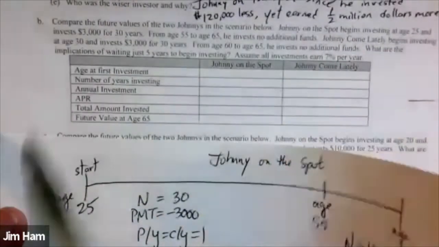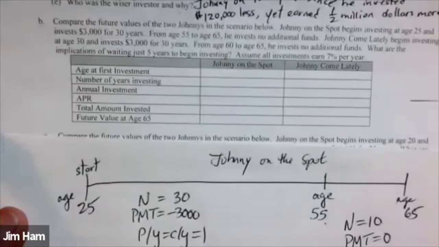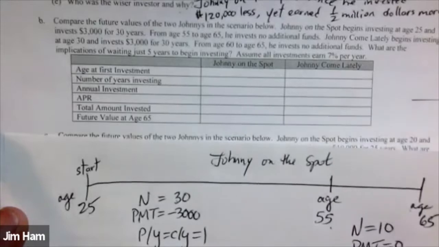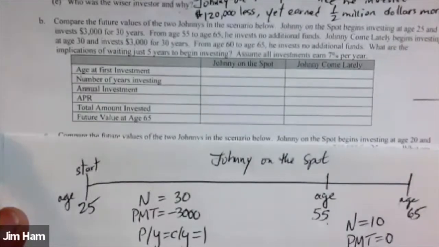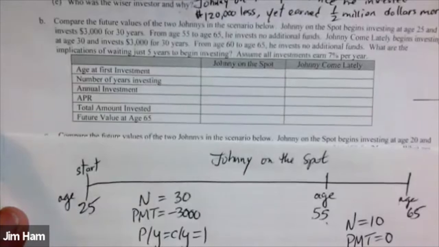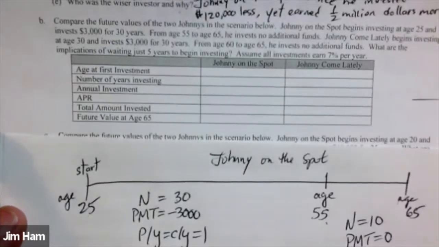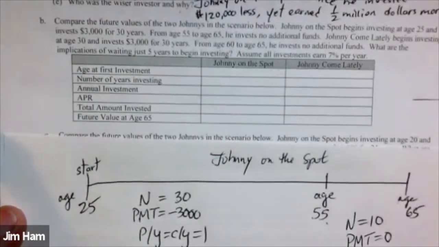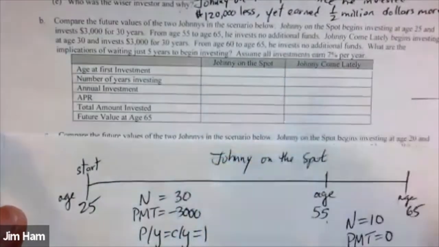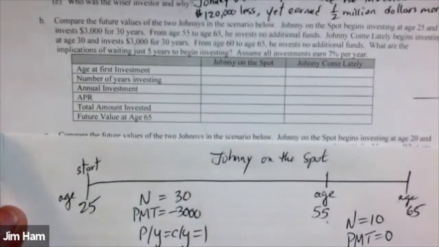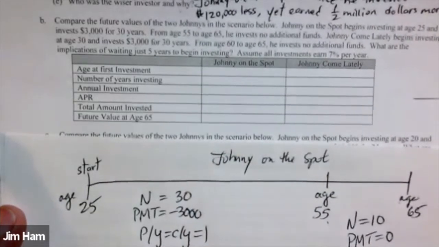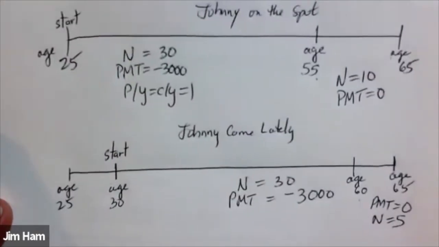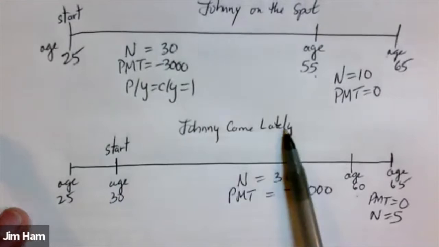Johnny come lately begins investing at age 30 and invests $3,000 for 30 years. Same as Johnny on the spot. So age 30, that would put him about right here at age 60, from 30 to 60. And then from 60 to 65, in here, he invests no additional funds. So n is equal to 5 for 5 more years, and the payment in this last chunk is, oops, you don't even see that. There it is, sorry. Here's Johnny come lately.